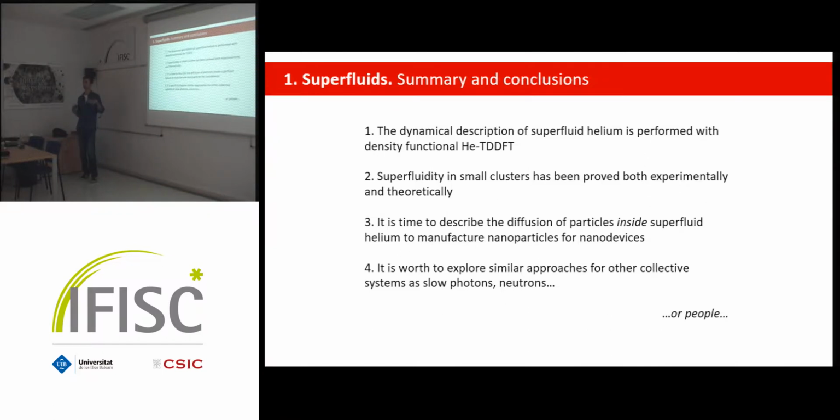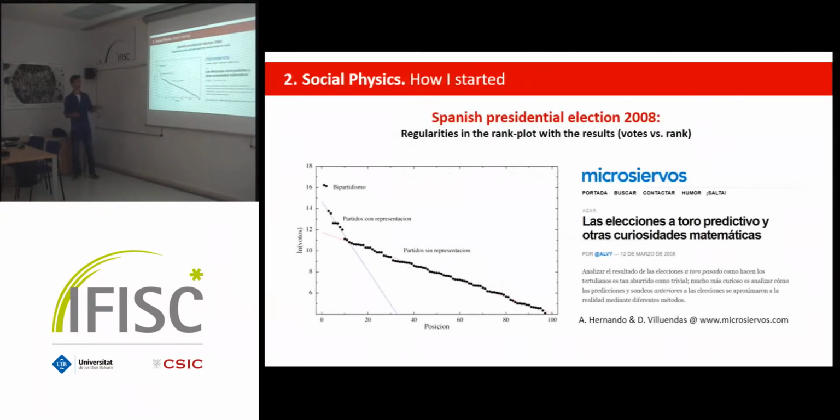if we use this philosophy or these computational techniques on other types of systems, and for instance, if we have people instead of molecules or atoms. So here is where it starts, with social physics. How we started working on that was in 2008 with the electoral results here in Spain. So we plot the logarithm of the number of votes with respect to the position of every party that year in the elections.